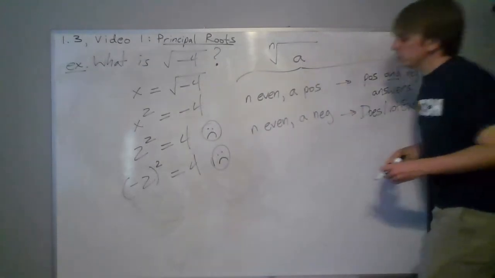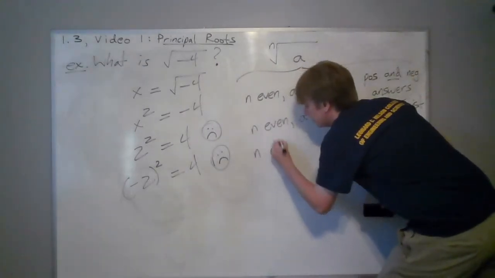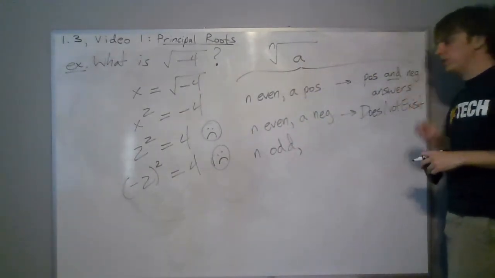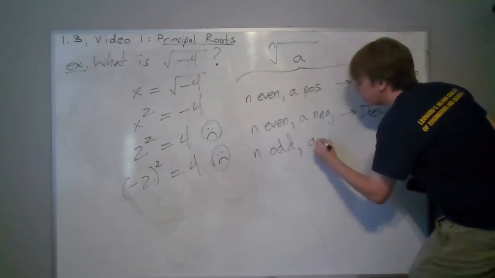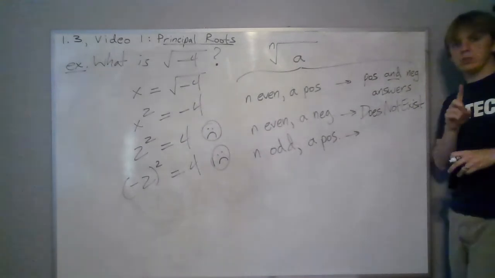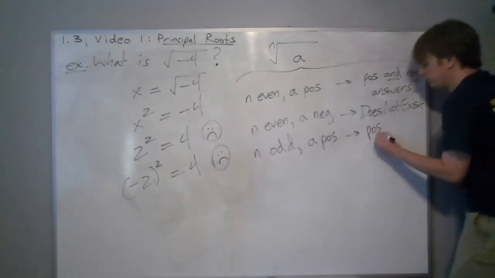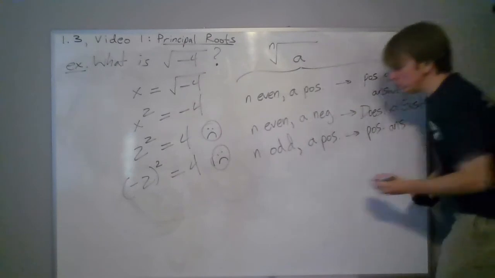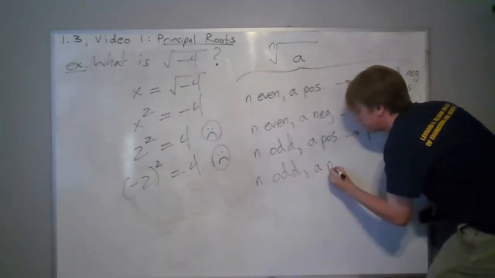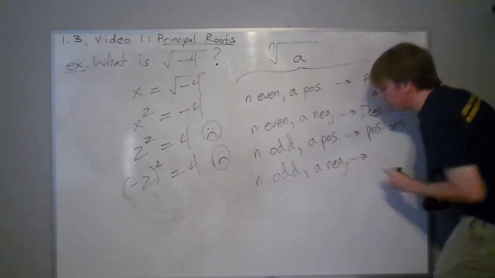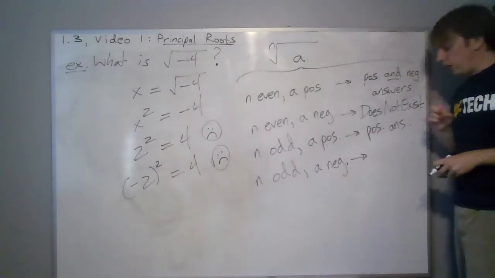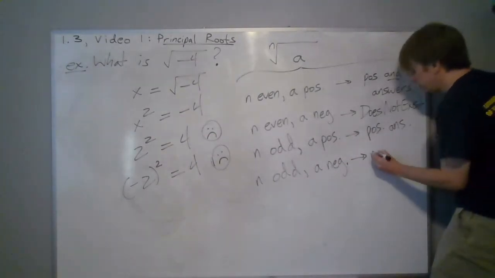Okay, if n is odd, like the cube root examples, the root is a cube root, 3 being an odd number. If a is positive, when we took a cube root of 8, we only got one answer, and it was a positive answer. When we took an odd root, like a cube root of a negative number, we did the cube root of -8, we got one answer, and it was a negative answer.